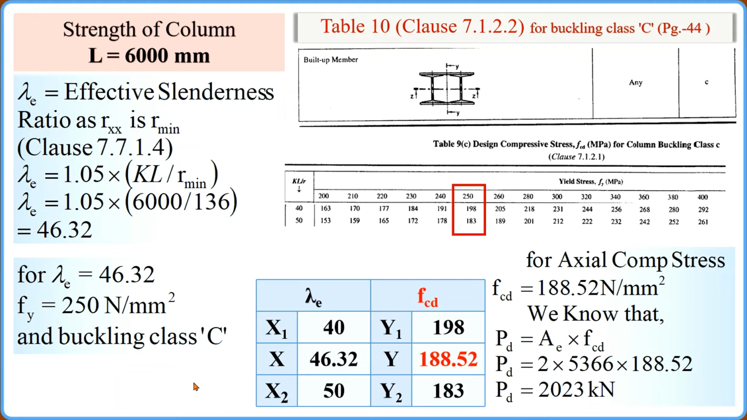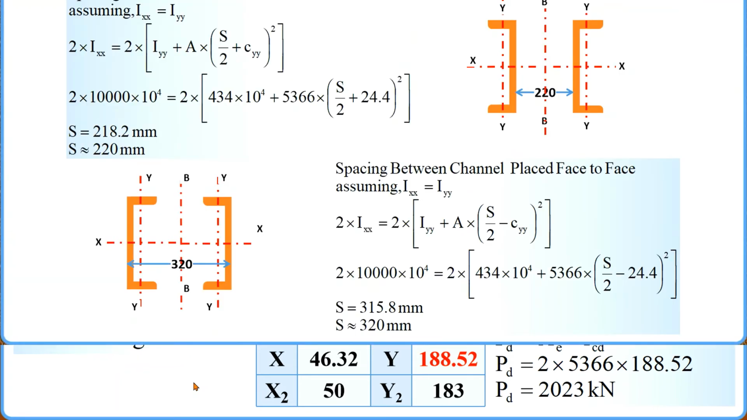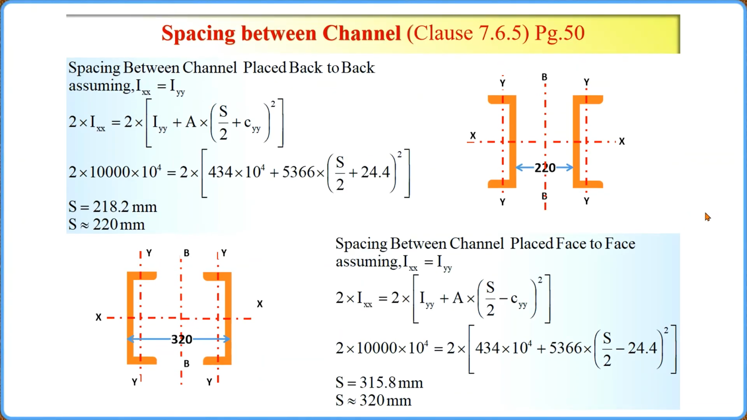So as we have calculated the capacity of the section, where the section is already given, now we'll calculate the spacing. Here there is no effect on the capacity of the column, whether we keep the channels back to back or face to face. So we know that for the back to back section, the sign here is plus, and for the face to face, we use the minus sign. As here, the moment of inertia about xx, we are assuming it as the moment of inertia about the y axis, and particularly for built up sections, we are assuming this is the shifted axis BB.